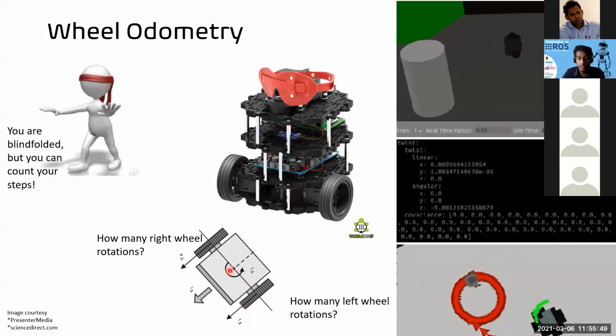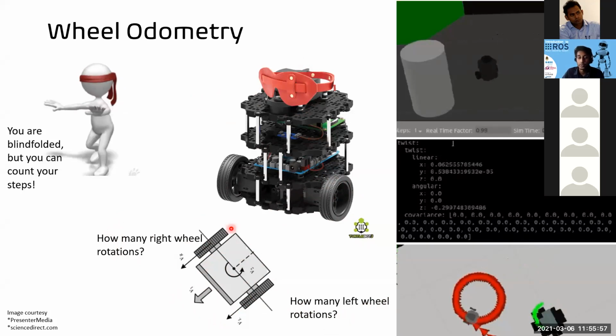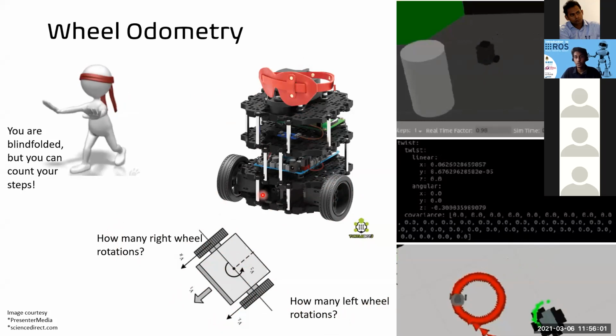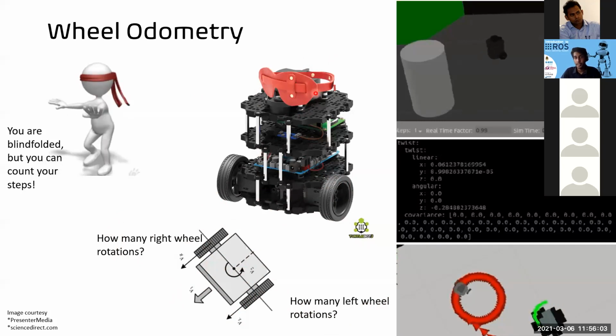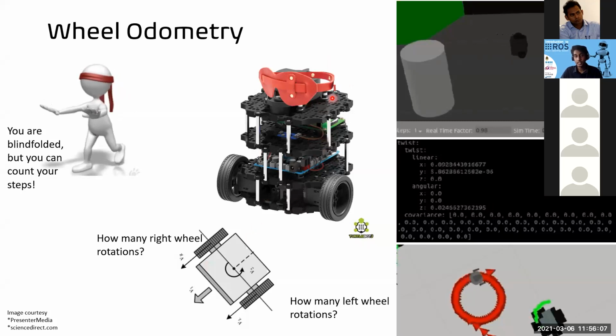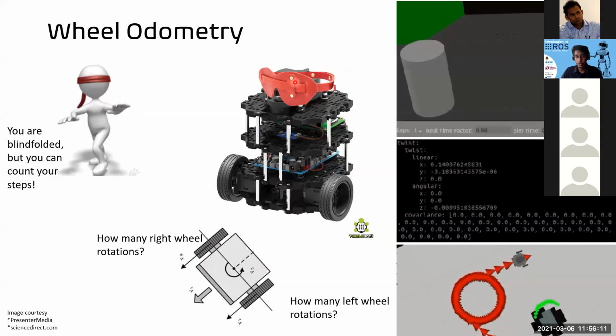And from that, we can calculate the linear velocity as well as angular velocity. So if this is moving forward and this is moving backward, it will be taking a rotation on the spot. So the wheel odometry is already implemented in the ROS environment. And in order to trigger that, according to your robot, you have to run a simple node.